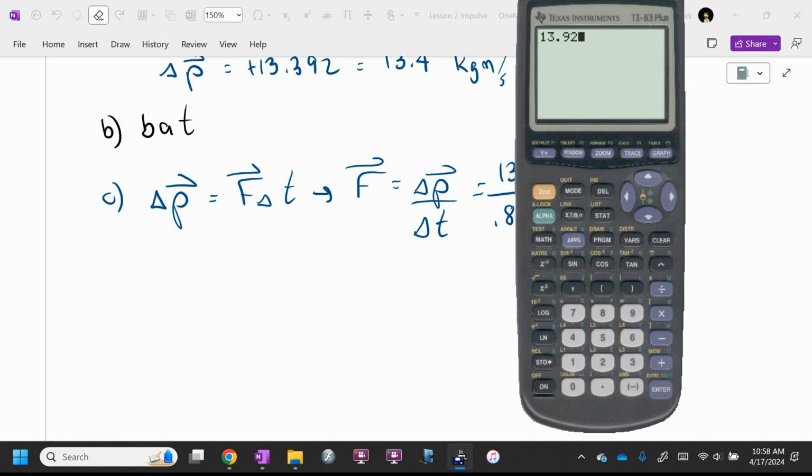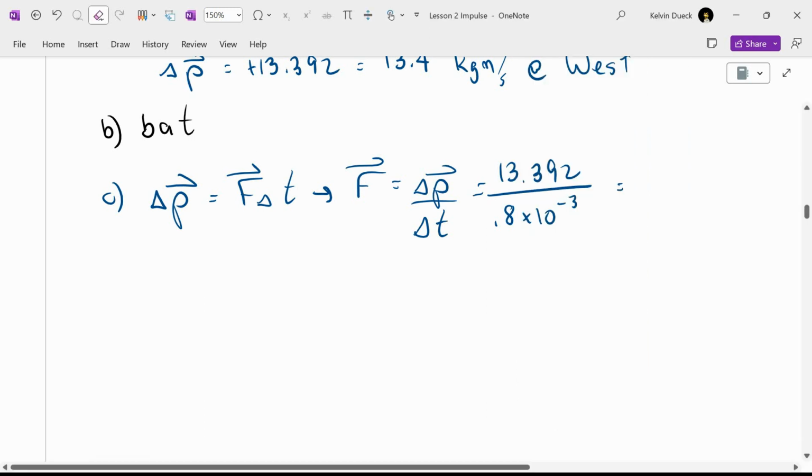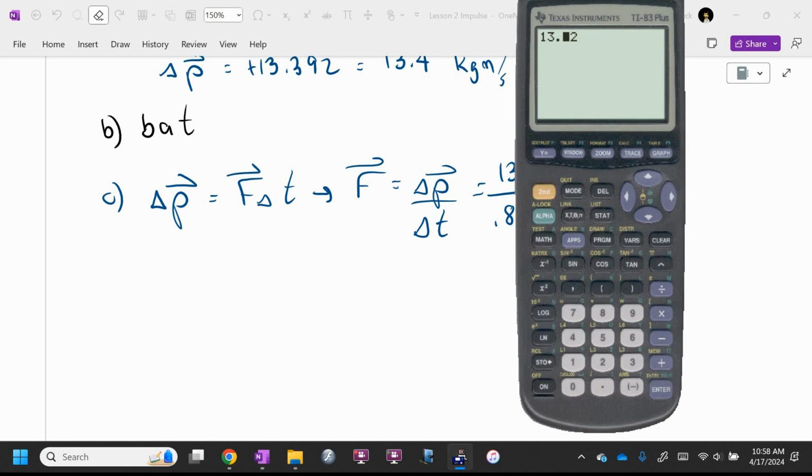Oh, sorry, it was 13.392, right? I said 13.92 out loud. 13.392 divided by bracket 0.8, and milli is 10 to the -3. I got 16,740. Sahib's nodding. Owen, is that what you got too? Did you go 0.8? Because I think it's 0.8 milliseconds, which is pretty fast.